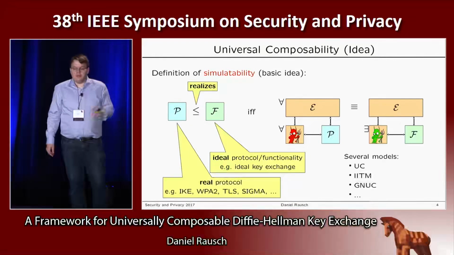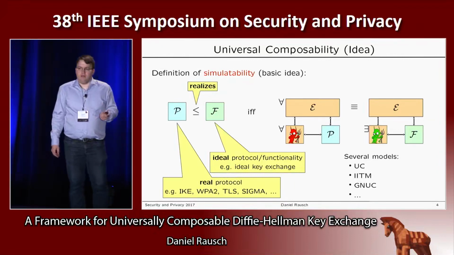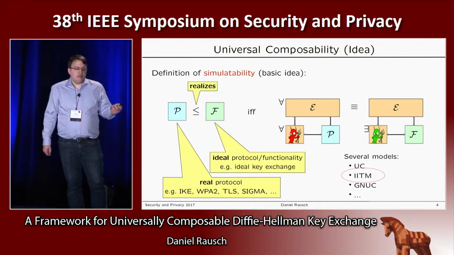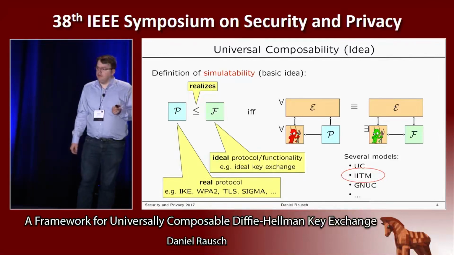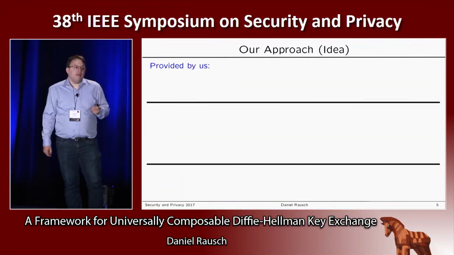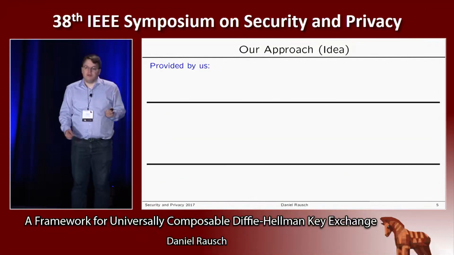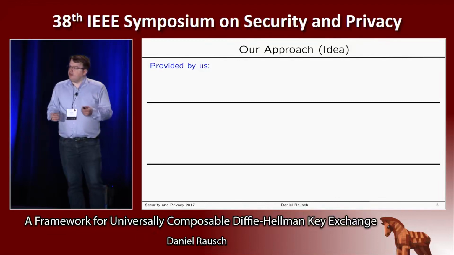There are several universal composability models in the literature, for example, the UC, IITM, and the GNUC model. In our work, we used the IITM model, which seemed to be the most suitable one due to its flexibility. So let me explain in more detail how we want to get rid of reduction proofs. Our approach essentially consists of 3 steps.